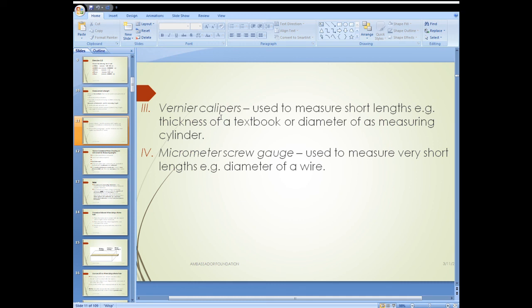But in this case, we will only study the meter rule and half meter rule together with the tape measures. Vernier calipers and micrometer screw gauge, we will discuss when we deal with measurement too. But know where to use the vernier caliper and where to use the micrometer screw gauge. So let's meet in our next video, so that we can discuss how we use the meter rule and how we use tape measures. We will also see the various types of tape measures.